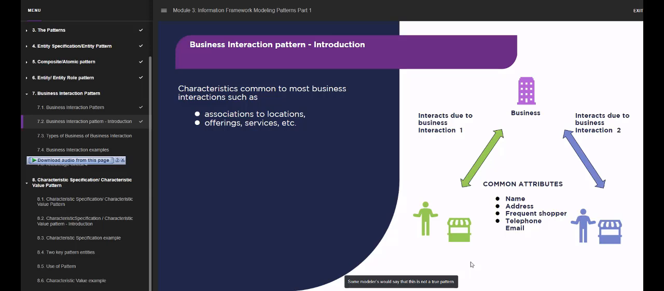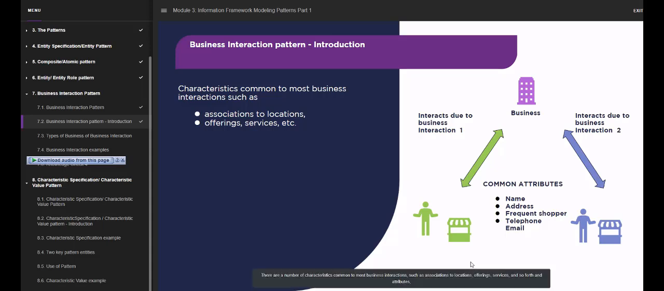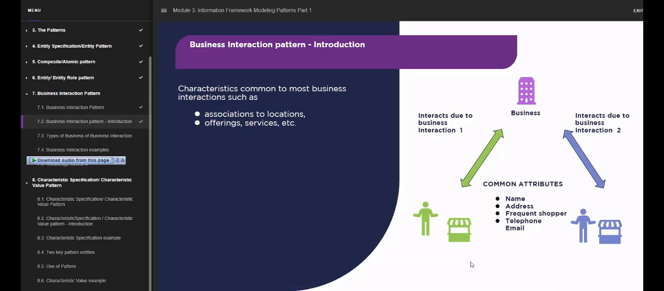Some modelers would say that this is not a true pattern. However, it is and can be applied over and over again, hence why it's considered to be a pattern, to support the modelling of any type of interactions an enterprise has with one or more parties playing a role. There are a number of characteristics common to most business interactions, such as associations to locations, offerings, services, and so forth, and attributes such as an ID, the date of the interaction, the status, the date complete, and so forth. The requirement that implies the application of this pattern is that a new entity represents some form of interaction between the enterprise and one or more parties playing roles.